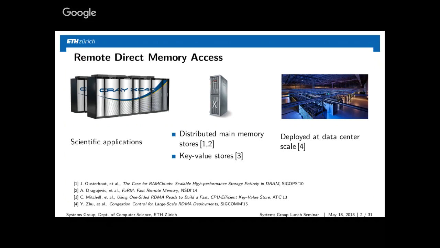But we also see systems in rack scale architecture where we have applications such as distributed main memory stores like RAMCloud or FaRM, and also key value stores such as Pilaf, which take advantage of this low latency network interface. But this continues, and now we actually have RDMA over commodity networks such as Ethernet, and Microsoft, for instance, is deploying it at the data center scale. So we see there's really a lot of interest and growth around RDMA-based applications.